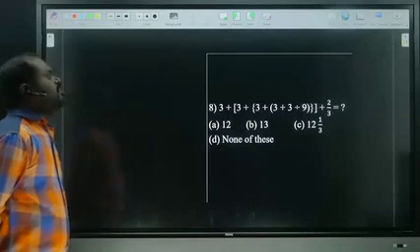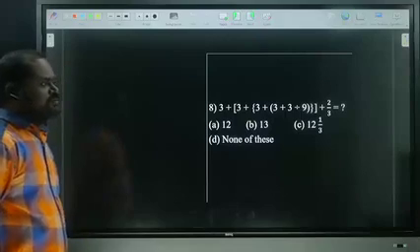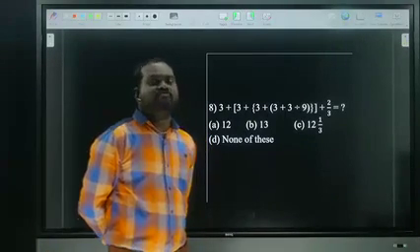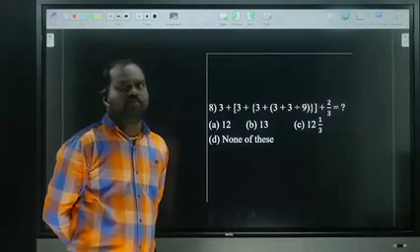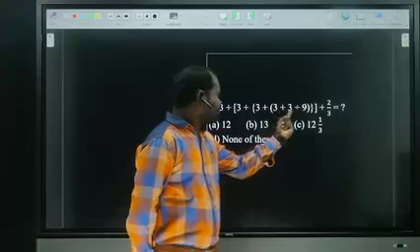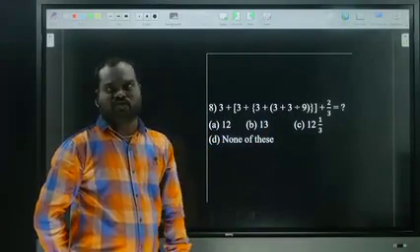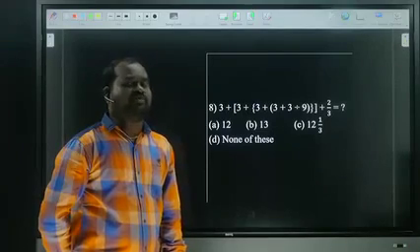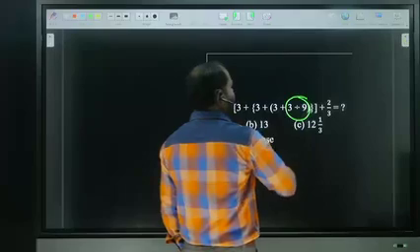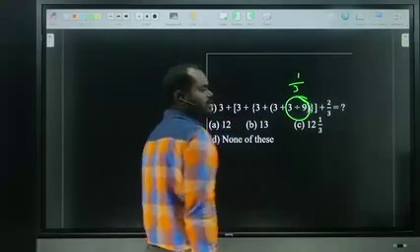3 plus 3 plus 3 plus 3 by 9 plus 2 by 3, plus 2 by 3. Right, as per the BODMAS rule, first preference is for the open bracket. In the open bracket, there are two symbols, addition and division. As per BODMAS, first preference is for which one? Division. 3 by 9 is nothing but 1 by 3. That is finished.